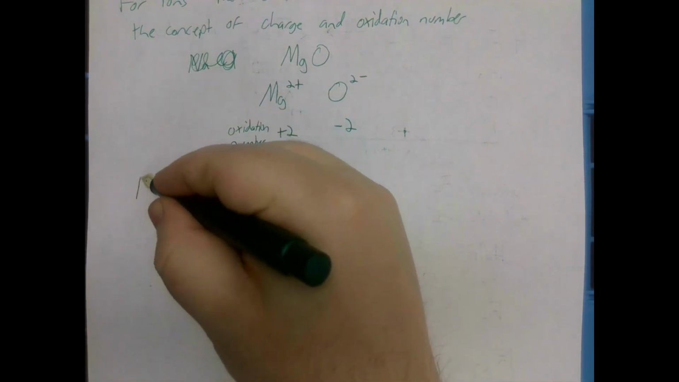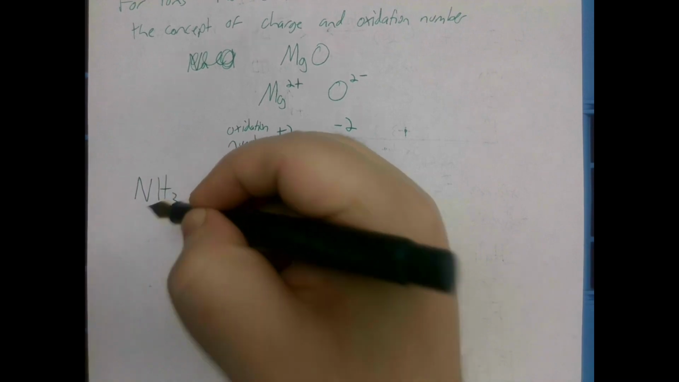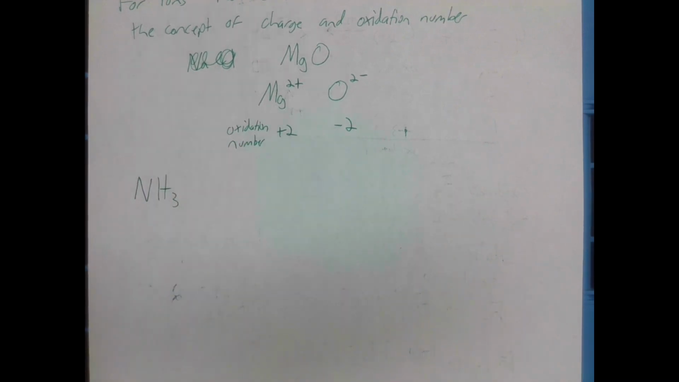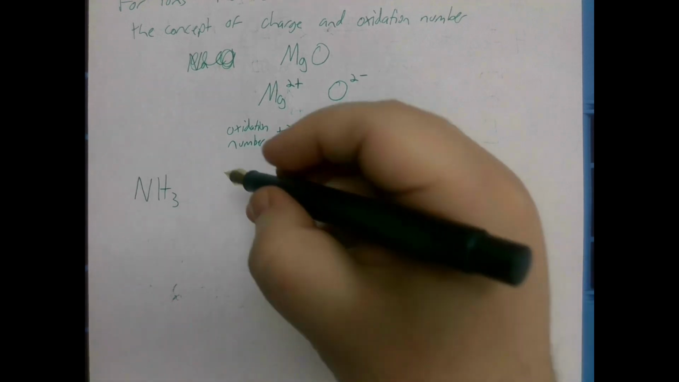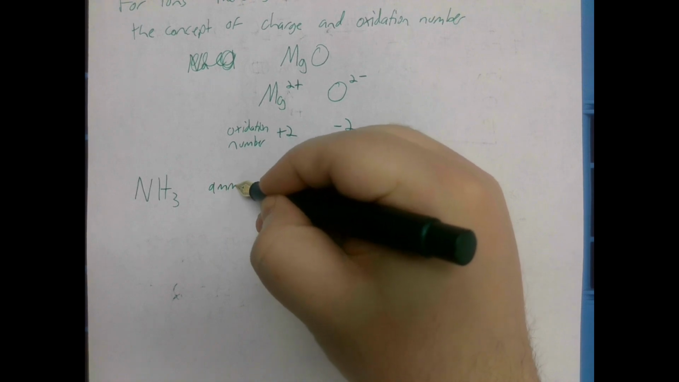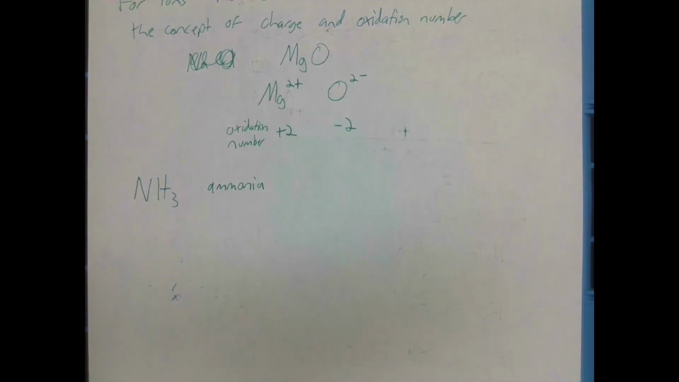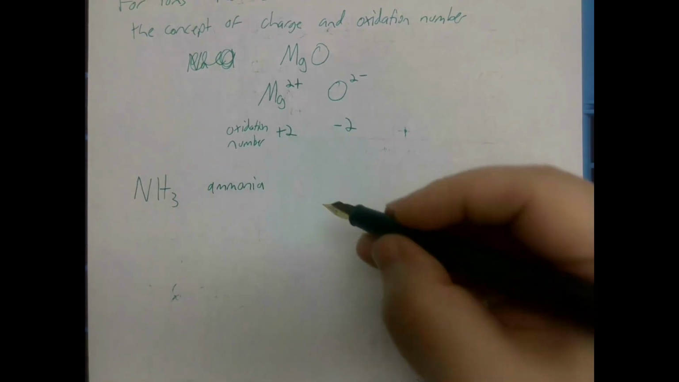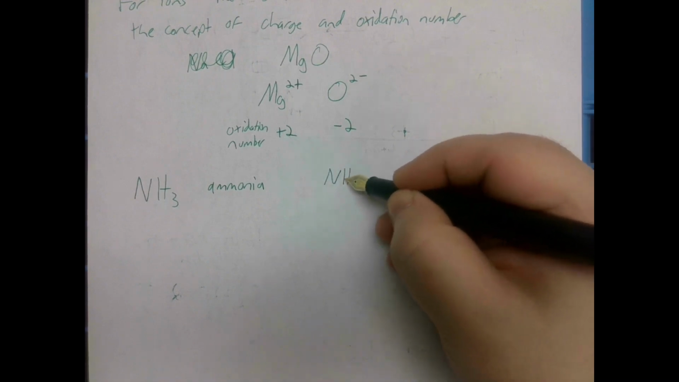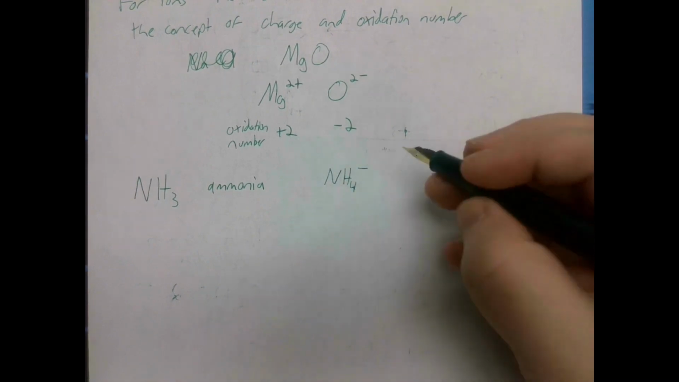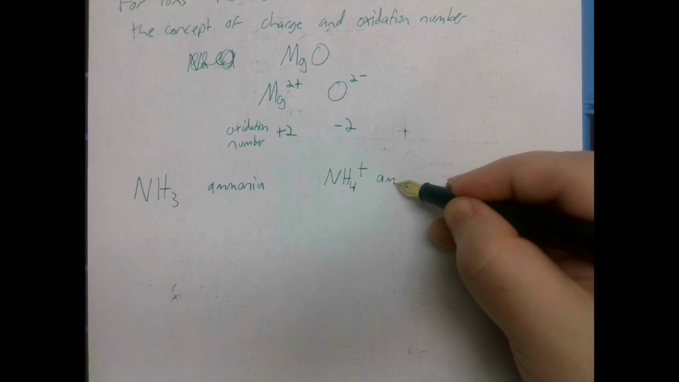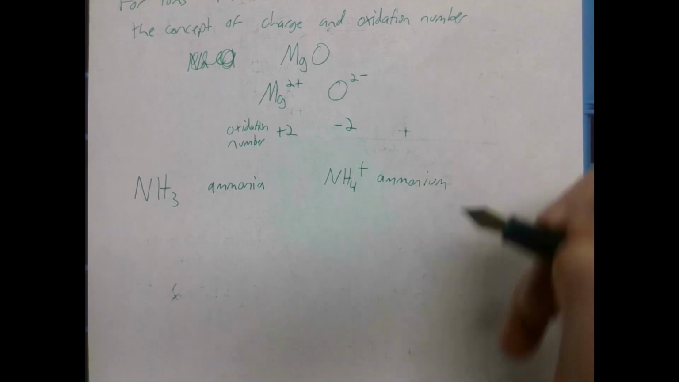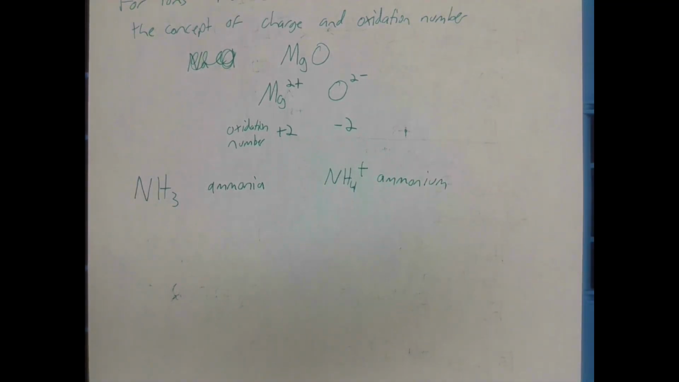What is the name of this chemical? Ammonia. It's what you use to clean with at the house. Don't confuse it with ammonium, which is an ion of ammonia.